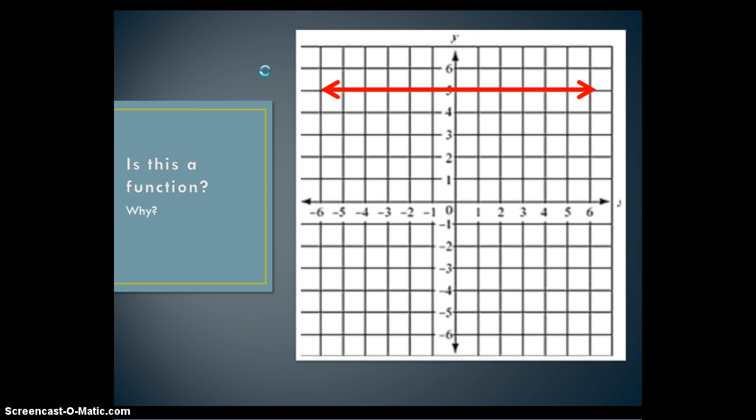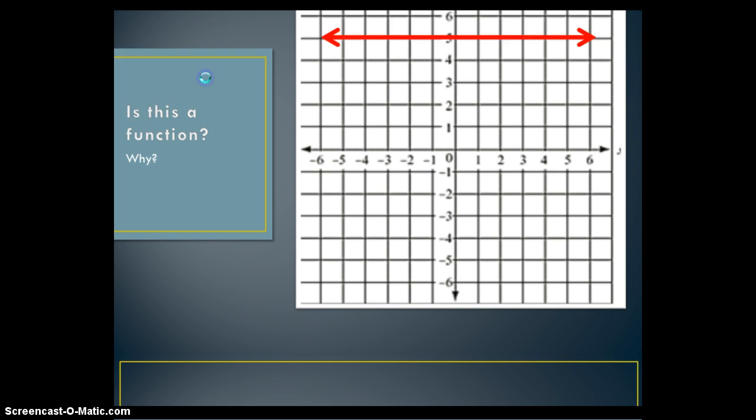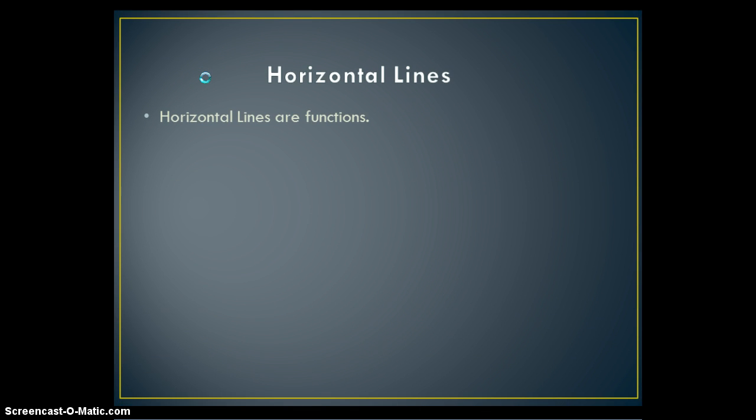And is this a function, and why? Yes, it is a function. Each input has just one output, and that makes it a function. Let's take a look at horizontal lines. Horizontal lines are functions, and yes, you should be writing this down. For each input, there is just one output. That makes it a function. That's the best definition of a function you can get. For each input, there is just one output.